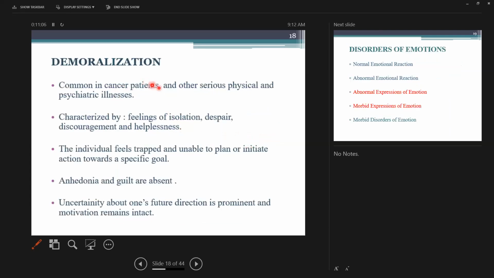Demoralization is seen in cancer patients and patients having serious physical and psychiatric illnesses. It is characterized by feelings of isolation, despair, discouragement, and helplessness. An individual feels trapped and is unable to plan or initiate action towards a specific goal. Anhedonia and guilt are absent, and an uncertainty about one's future direction is prominent, but motivation remains intact.